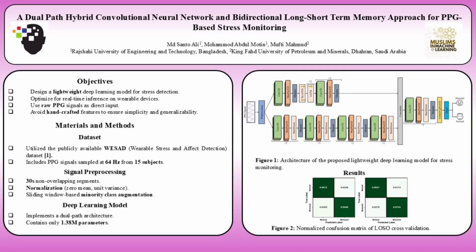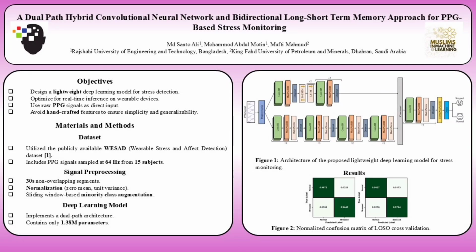Let us dive into signal preprocessing. Before feeding the data into our model, we applied a few essential preprocessing steps. First, we divided the continuous PPG signals into 30-second non-overlapping segments to form consistent input samples. Then we applied Z-score normalization to each segment, standardizing them to zero mean and unit variance. We also applied a sliding window-based augmentation approach to the training data to balance the classes.